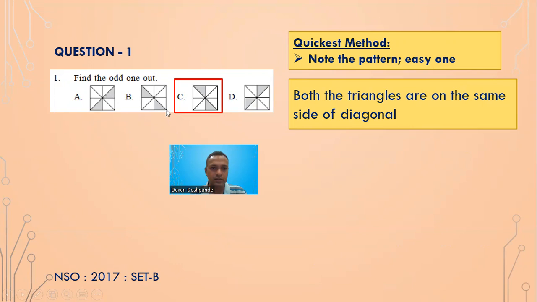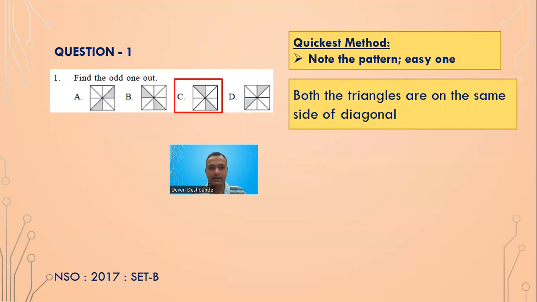Here the diagonal is this, the shaded triangles are both on this side of the diagonal. Similarly for D, the shaded triangles are both on one side of the diagonal. It's only in option C where the shaded triangles are on the opposite sides of the diagonal. So C is the odd one out.